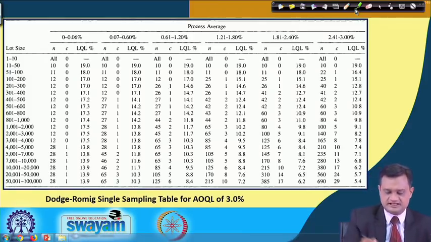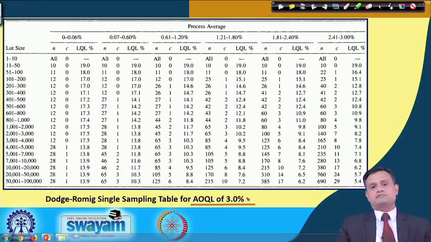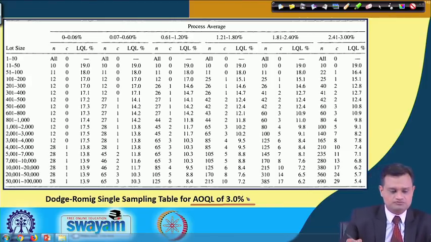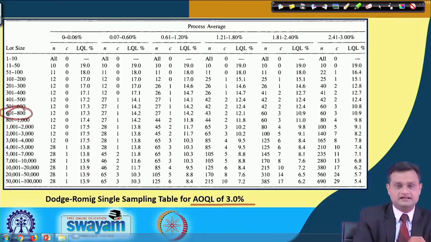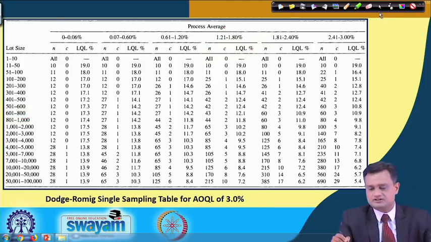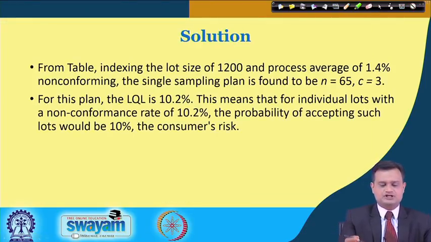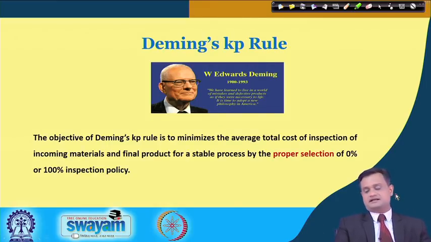So this can be seen even here. Previously what you had seen here was LQL. Now these plans are for AOQL. So you have the Dodge-Romig plan for LQL, that is limiting quality level, as well as average outgoing quality level. The same way you can see the procedure: determine the range within which your lot size falls, also look at the process average, and then find the values of n, C and LQL. So your system of finding the plan remains the same, and I have just put in the example. You can refer to the table and you will get the appropriate plan.